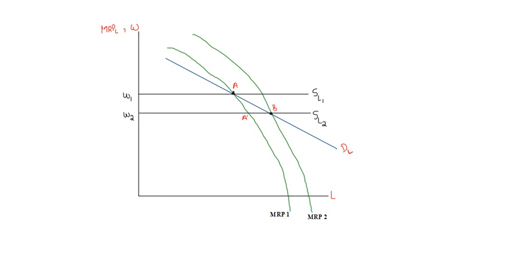So this rightward shift from MRP1 to MRP2 has occurred because of the substitution effect, output effect, and profit maximizing effect. Now when the MRP2 curve has shifted towards the right, it intersects the new wage rate W2 at point B. Generating these points A and B at various levels of the wage rate can help us in deriving the demand curve of labor. So when you join points A and B, the curve which is obtained by joining these points is known as the demand curve of labor.